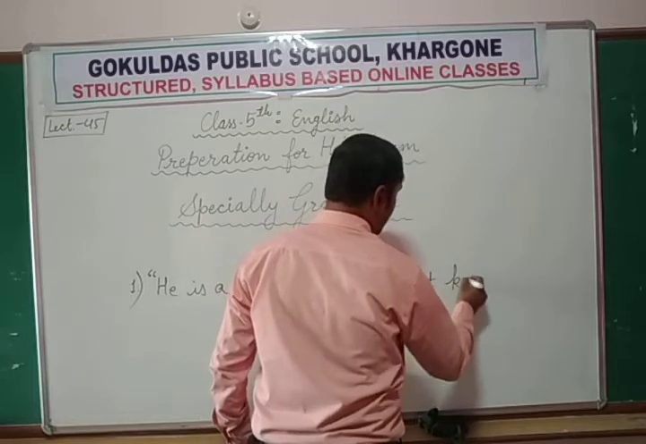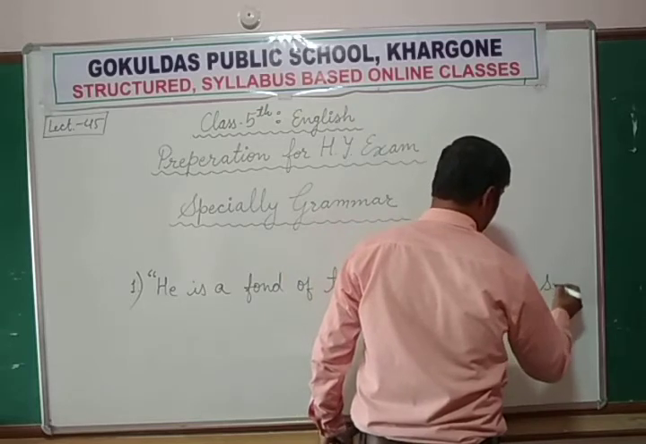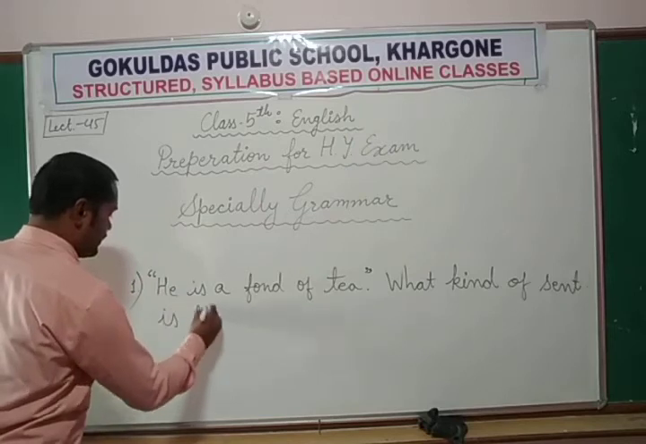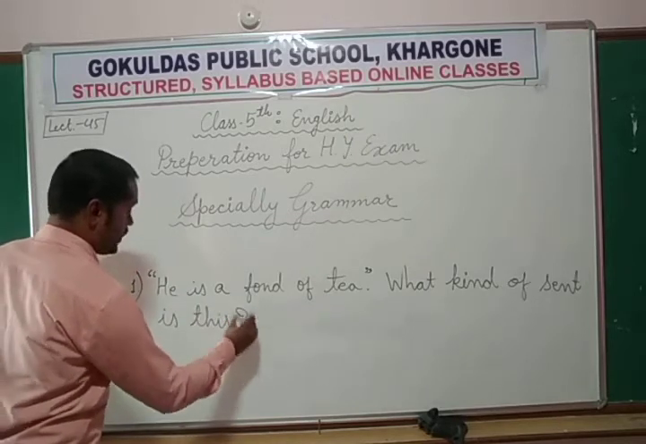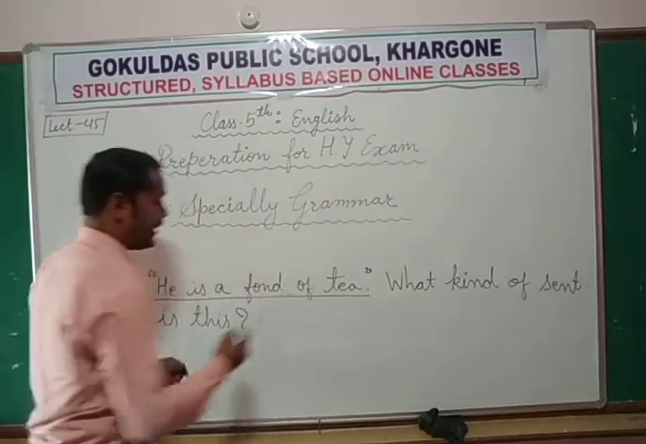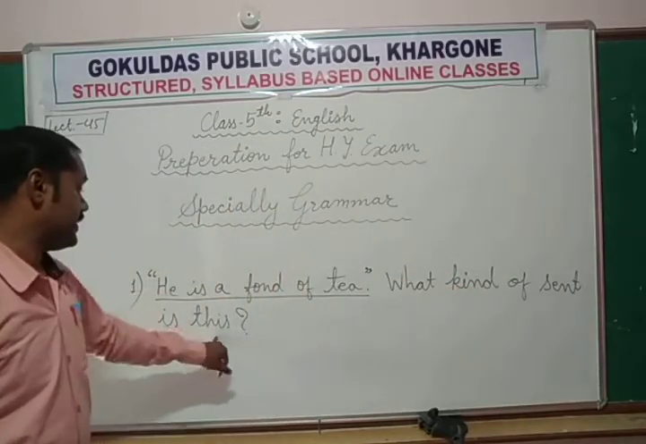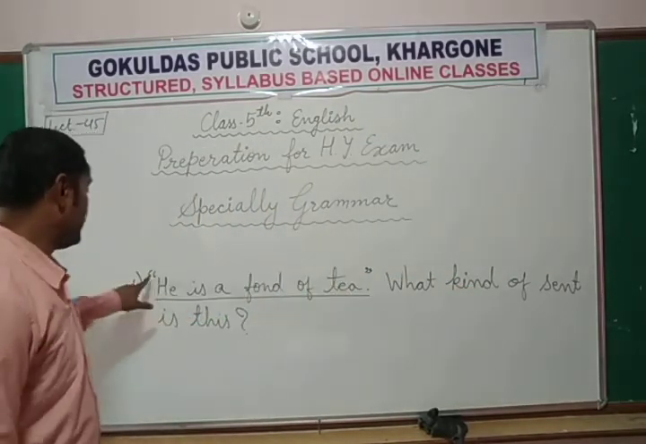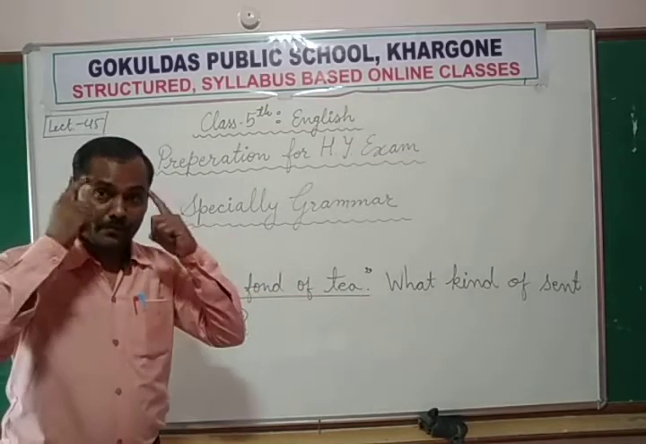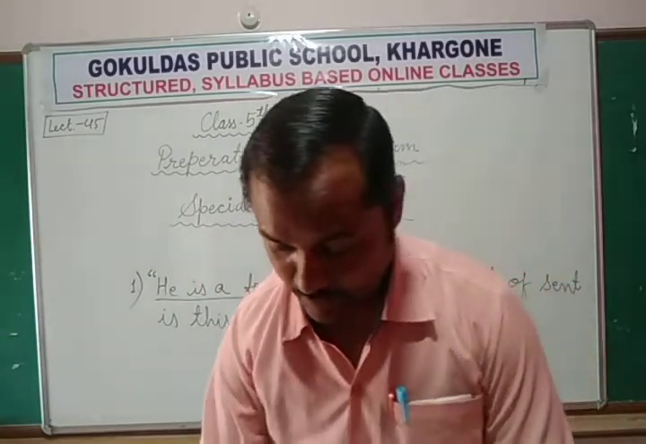What kind of sentence is this? The question is that. This is only for your reading, this is an example. Now the question is, what kind of sentence is this? This sentence, which is given under inverted commas: He is a fond of tea. Now you need to remember there are 4 kinds of sentences which we have already learned in this chapter.